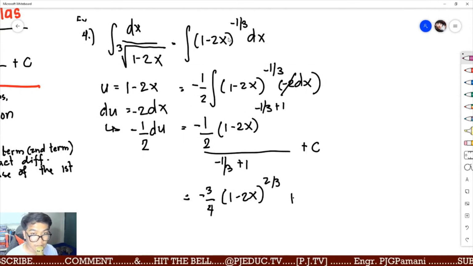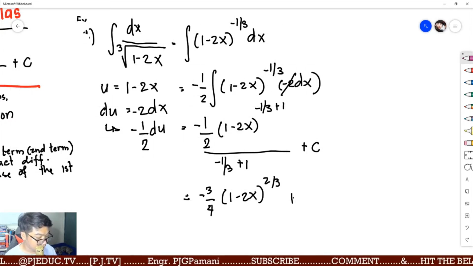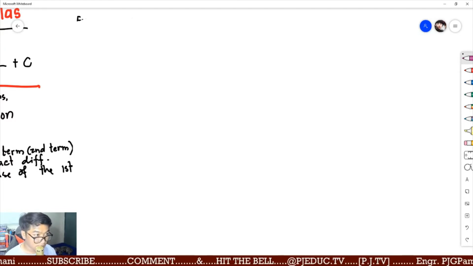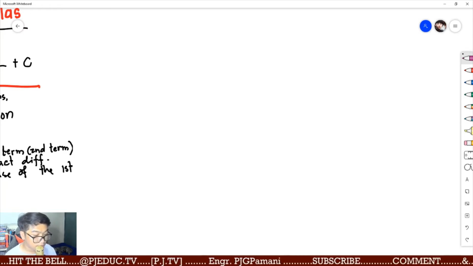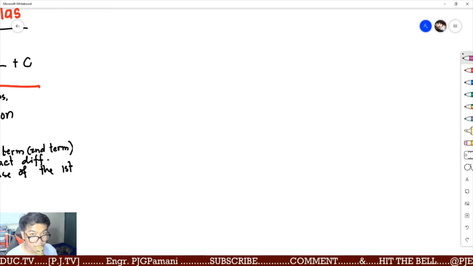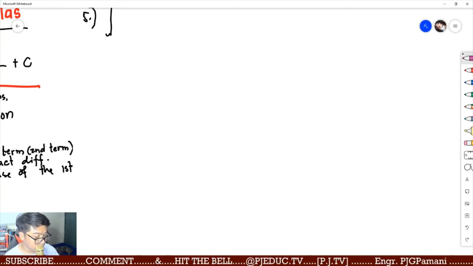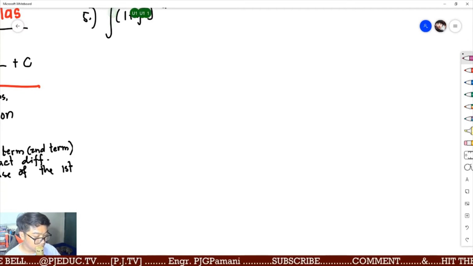If there is an exponent, it's the same again, which is our next example. In the previous one it was already a constant, so we could easily remove the negative 2x. What if there is still a variable and it is in function form? So that is example number 5. What if you're asked to evaluate the indefinite integral of 1 plus y squared raised to 2 dy?